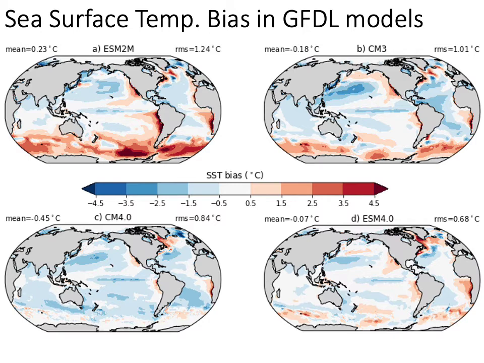Here shown is the evolution of these models over time from ESM2M, which was used in CMIP5, and CM3, also used in CMIP5, having an RMS of sea surface temperature of 1.2 and 1.01 respectively, compared to our latest generation models, where the RMS in CM4 is down to 0.84 and in ESM4 down to 0.68, approximately half the bias that we had in our previous generation Earth system model.